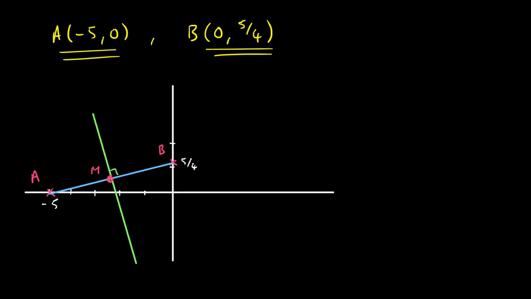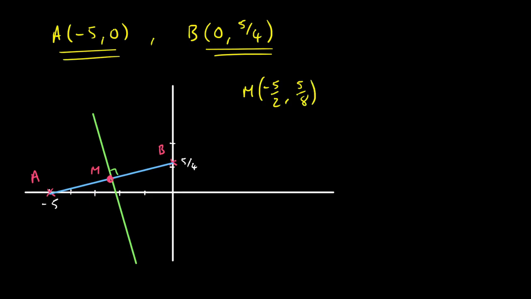So if we want to find the equation of the green line, what do we need? Well, it's the same as before. We need two things to find the equation of any line. We need a point on the line and we need the gradient of the line. So the point on the line is going to be the point M. So how do I get the midpoint? Well, the formula for the midpoint is I add up the two x coordinates. So I do -5 plus 0 and divide by 2, so that'll be -5/2. And I add up the two y coordinates, so 0 plus 5/4, and I divide by 2, which will be 5/8. So I get that. That is the midpoint.